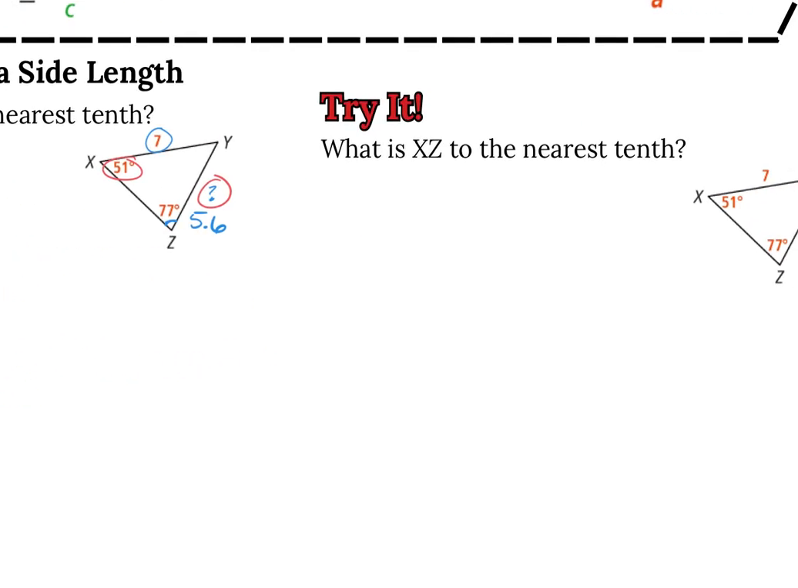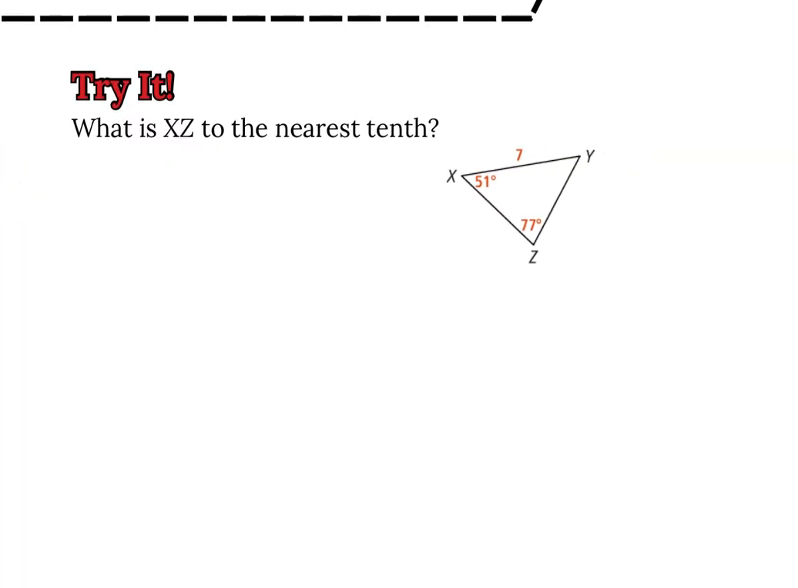Let's do that again on our try-it. We want to find the length of XZ. We're looking for this side, and I need this angle measure in order to use the law of sines. They didn't give me that, but I can find it because I have the other two angles. If I take 180 and subtract the two angles I do know, that leaves me with the remaining angle. That angle has to be 52 degrees.